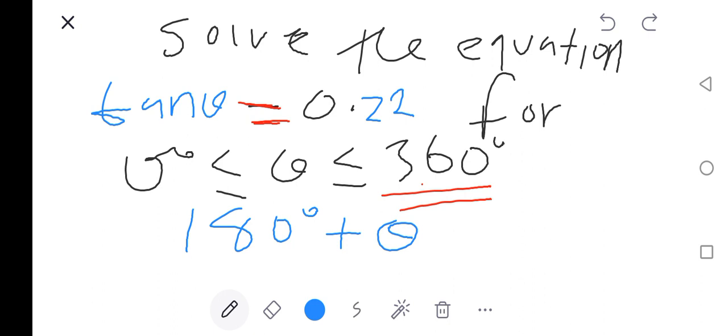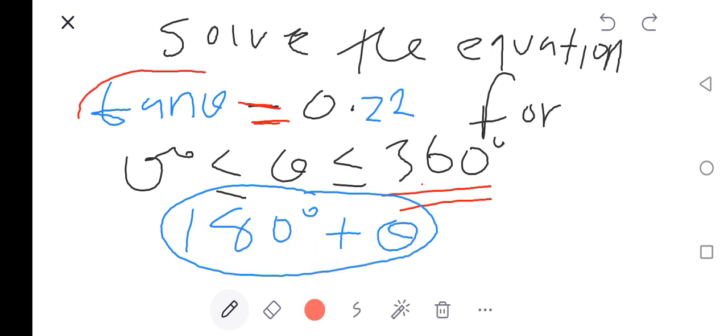Check the formula that I gave you. I said 180 plus theta. We are in the third quadrant. Yes. So it's 180 plus the theta. Yes, because of the tan.